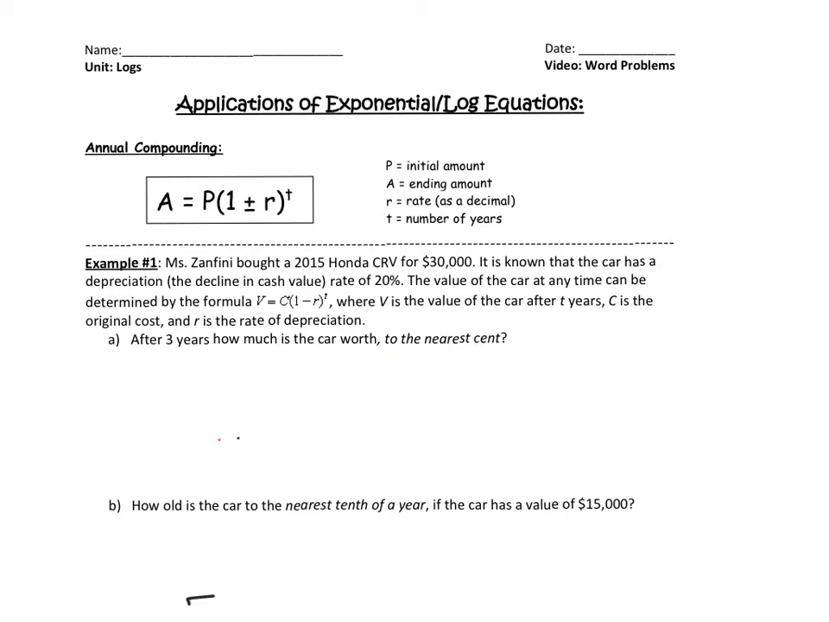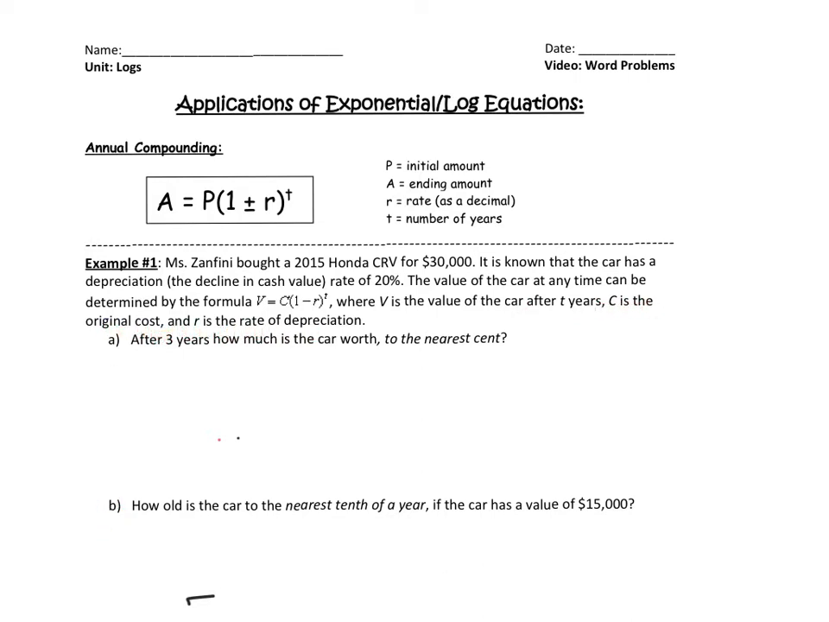So let's reread example number one. It says, Miss Amvini bought a 2015 Honda CR-V for $30,000. It is known that the car depreciates at a rate of 20%. The value of the car at any time can be determined by this formula, where V is the value of the car after T years, C is the original cost, and R is the rate.